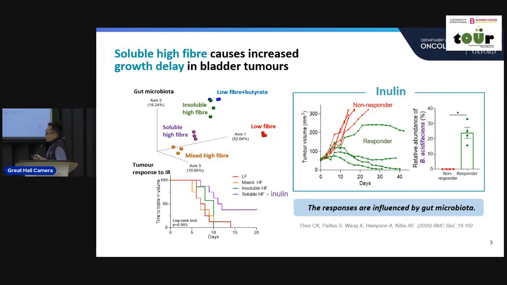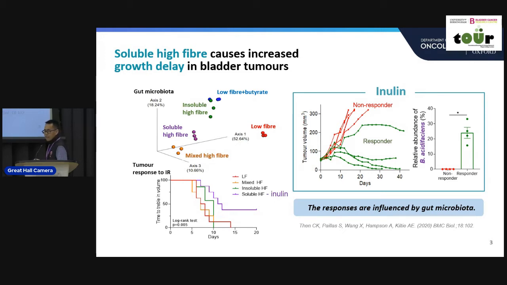As we can see, each dot represents the gut microbiota of a mouse, and dietary fiber shapes them into a unique profile, because the gut microbiota profiles within the same group cluster with each other and are rather different from the others. After receiving ionizing radiation, here are the different dietary groups. High soluble fiber, inulin, had the best tumor response rate.